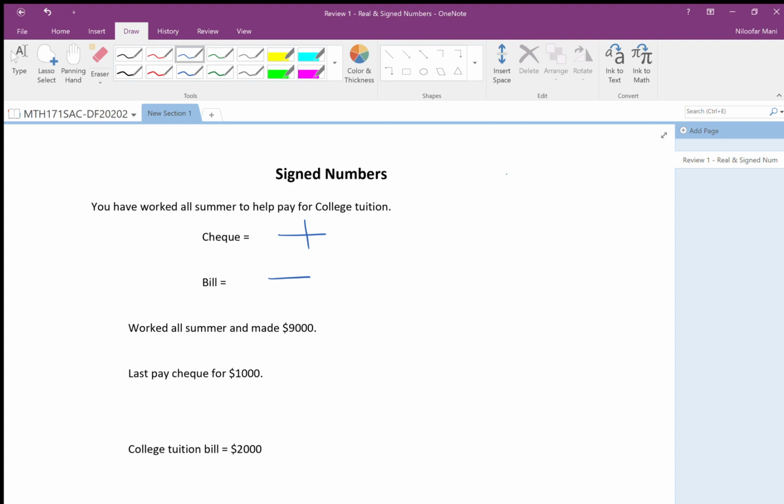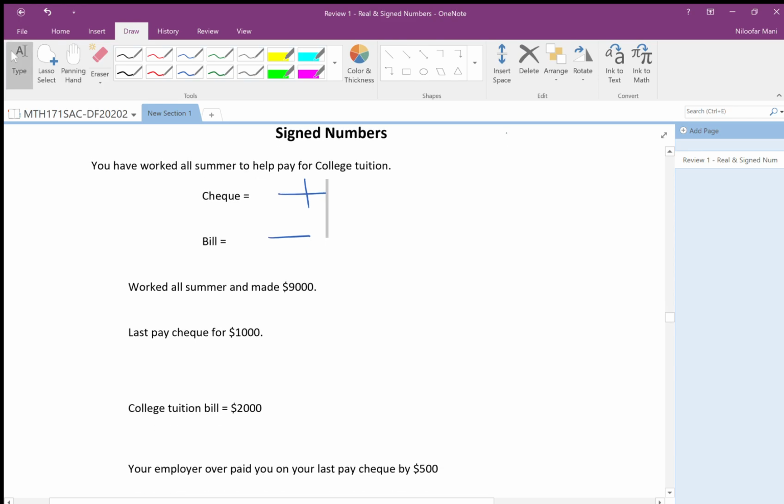At the end, you have to write a conclusion. Conclusion doesn't mean you just say the answer is this. No, you have to write a conclusion in an informative way so that I see what the question was. You have to show me you understand the question. Here, we want to show you signed numbers. So I just tell you checks are positive, bills are negative.